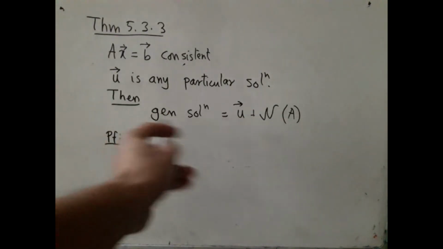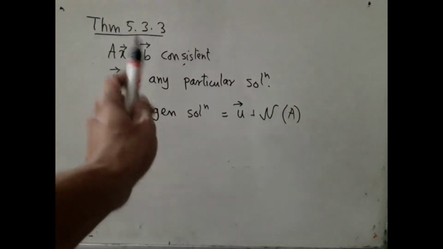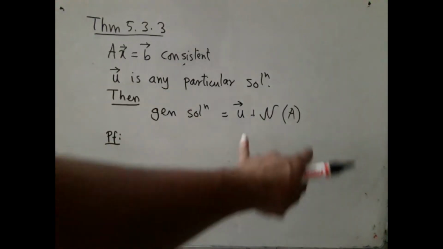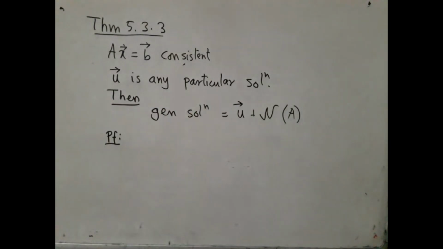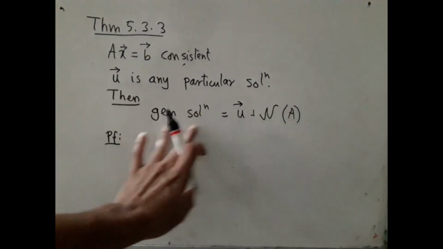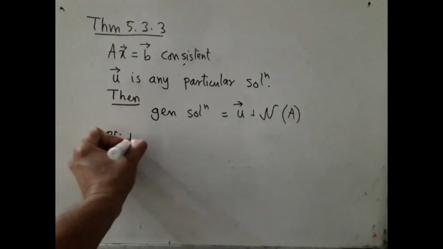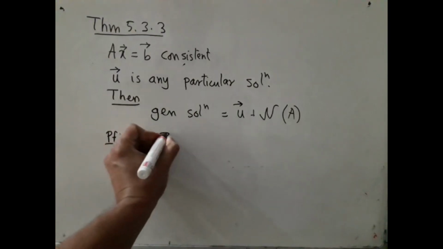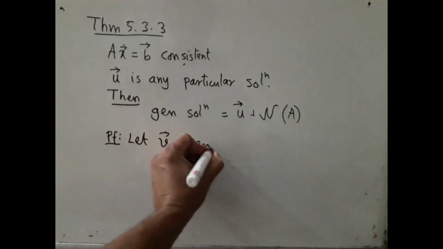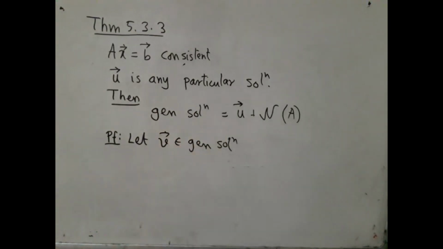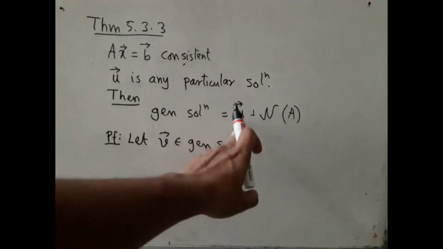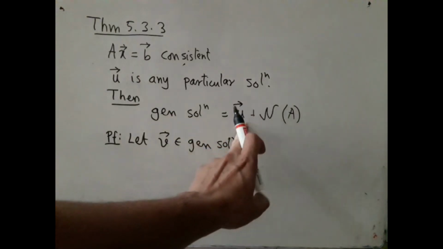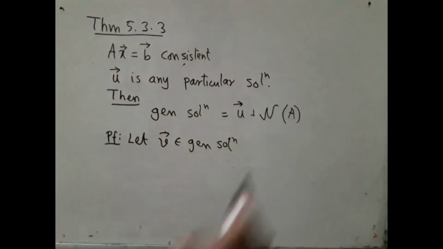It's more like a definition of null space than anything. So I have to show that two sets are the same. If you take any solution, it must be of this form. If you take anything here, it must be a solution. So I will first show this to this. Let V be anything in the left hand side. By this I mean let V be any particular solution. I want to show that V must be of the form U plus some element in null space of A.